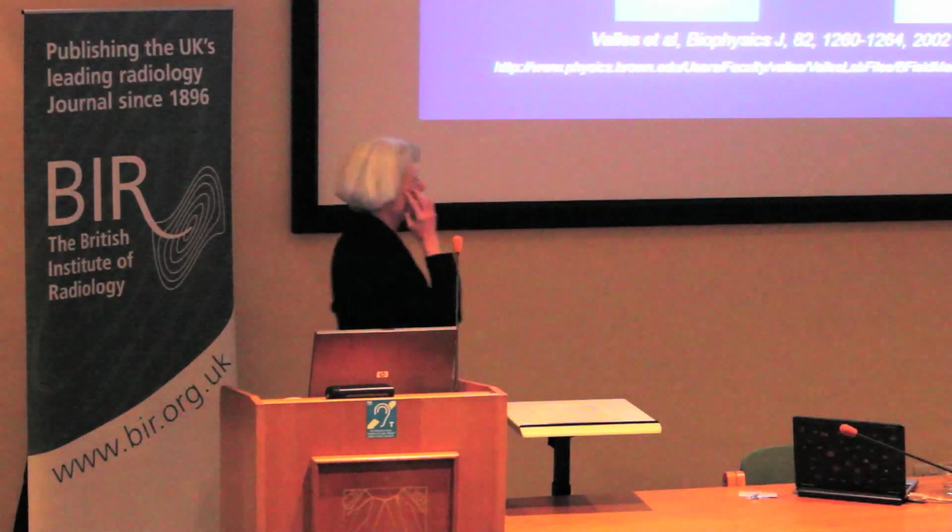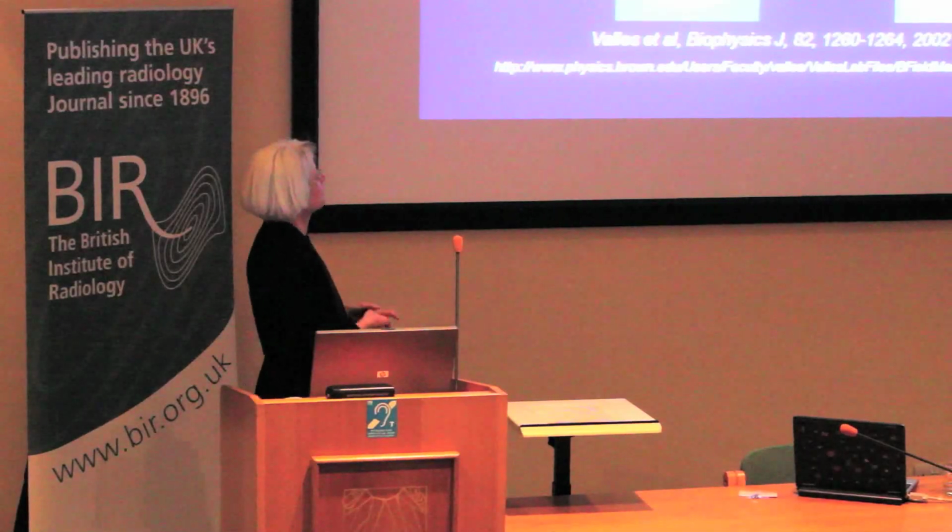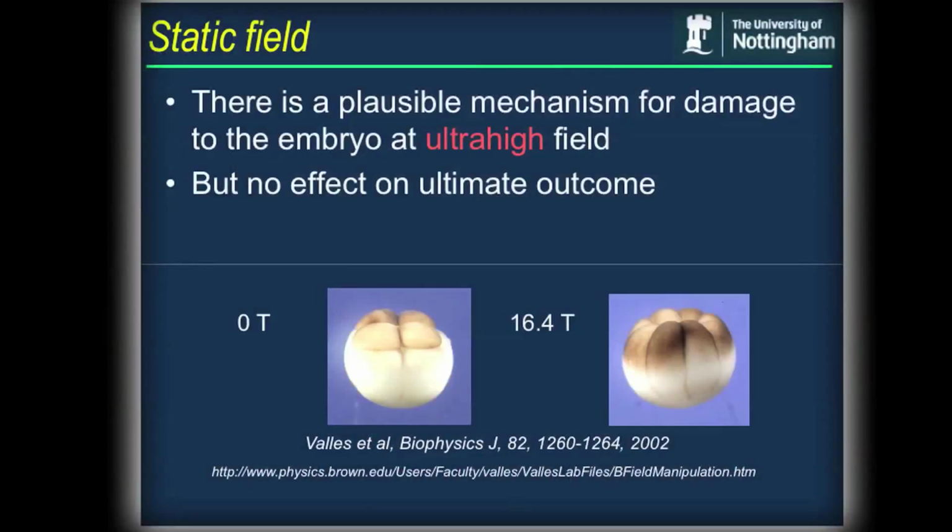This is possibly the most definitive effect of a high magnetic field on embryo development. This is a frog embryo at 0T and 16T. And you can see at 0T, the third cleavage plane is equatorial, as you would expect. At 16T, it looks like an orange.